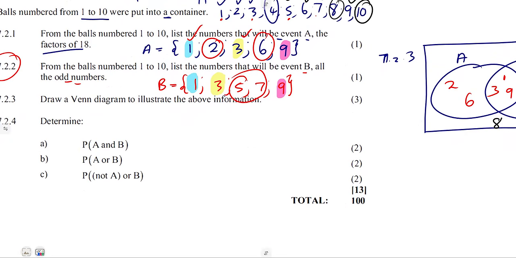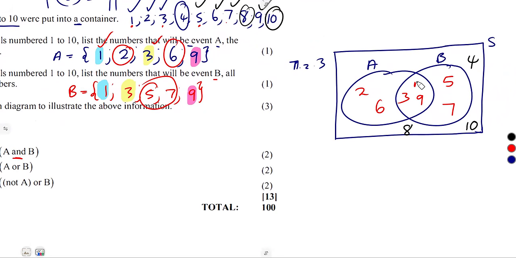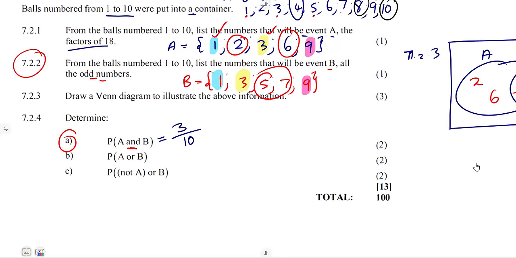Then the question further on goes to ask for the probability, on question 7.24, of A and B. Remember A and B, guys, that's the intersection. A intersection B. How many terms? 1, 2, 3. There are 3 of them out of what? The whole sample space from 1 up to 10. That's 10 numbers that we are talking about there.